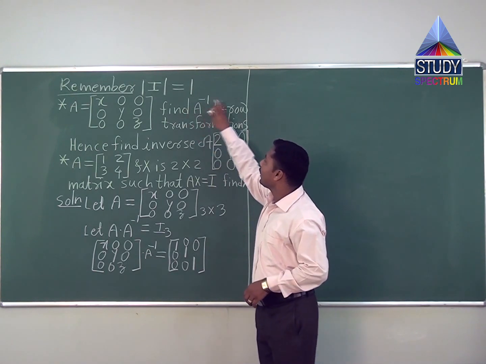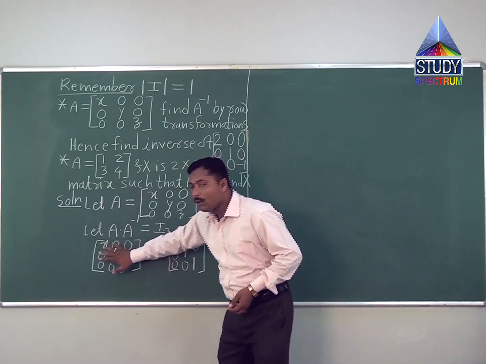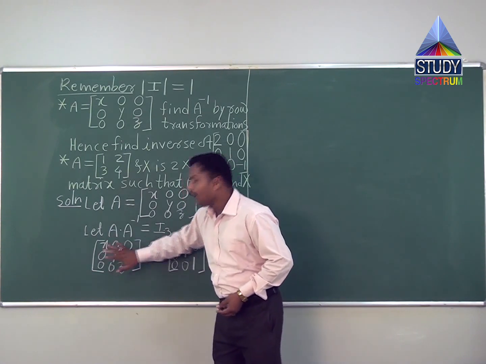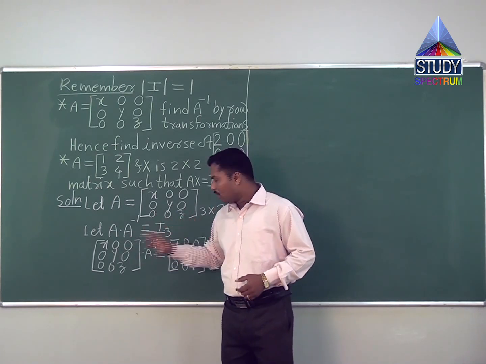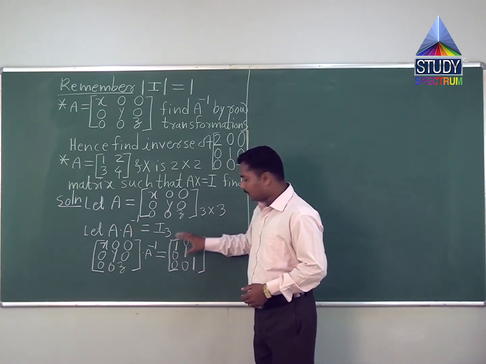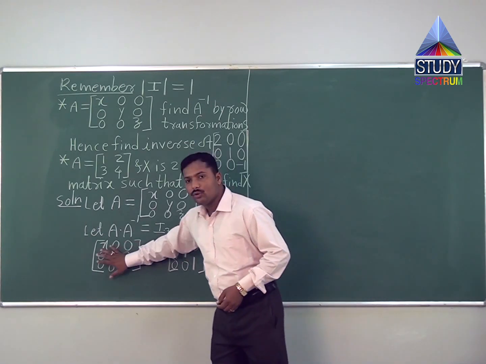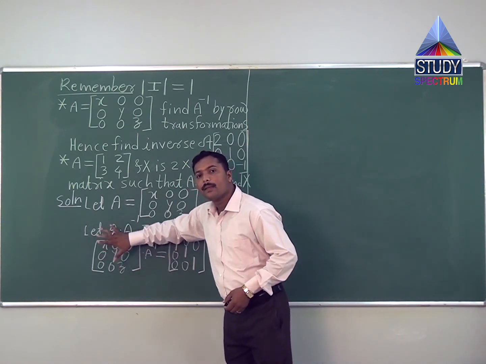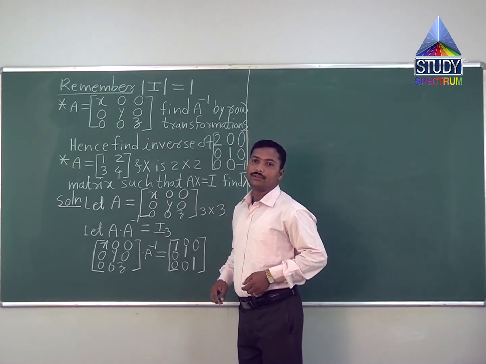We want to find A inverse by row transformation, which means we want to convert this square matrix into the identity matrix, and I into A inverse. Suppose I is 1: 1 into A inverse equals this square matrix. So how can you convert this square matrix into the identity matrix?